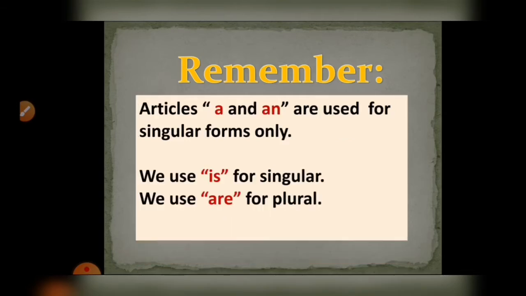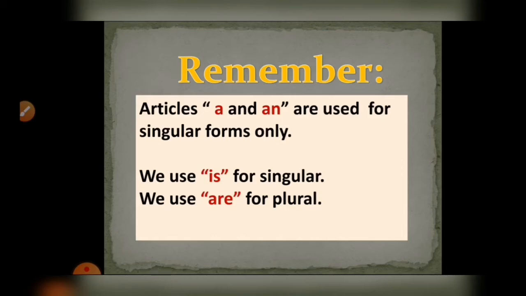Now let's move on to the next slide. Let's read the sentence together. Articles a and an are used for singular forms only. Again, singular means there's only one object or one thing. We use is for singular. We use are for plural. Okay, so again, is is used for only one thing. Are is used for more than one thing. So two or more.